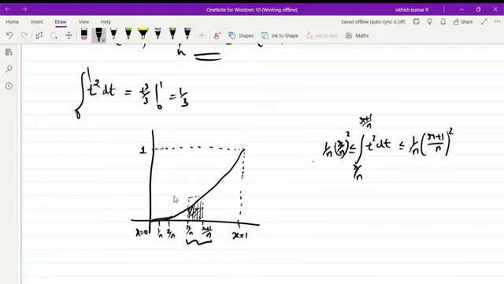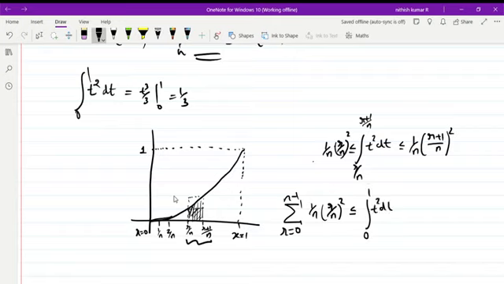Now if I find the area in each of these intervals, and add them, I will get summation of 1 by n into r by n whole square, where r is from 0 to n minus 1, which is less than or equal to the integration. Now if I add all these integrals, I get the integration from 0 to 1 of t square dt, which is less than or equal to summation r equals 0 to n minus 1 of 1 by n into r plus 1 by n whole square.